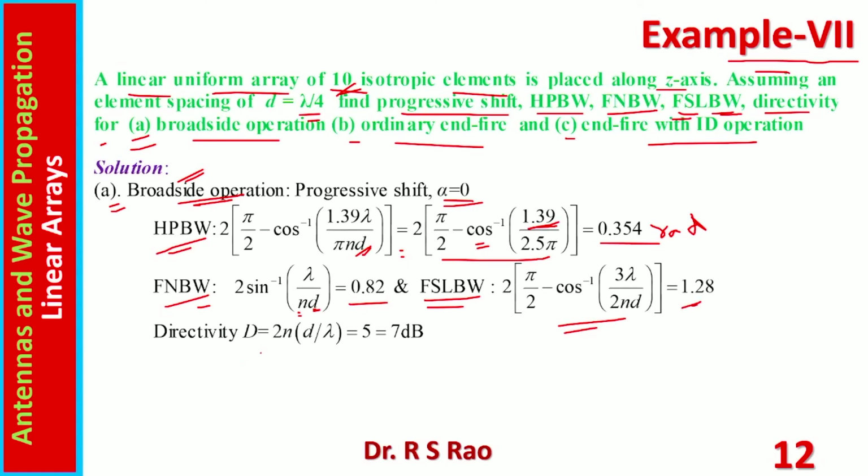Directivity for broadside operation is given by 2 N d over lambda. It turns out to be 5. In dB, it becomes 7 dB.